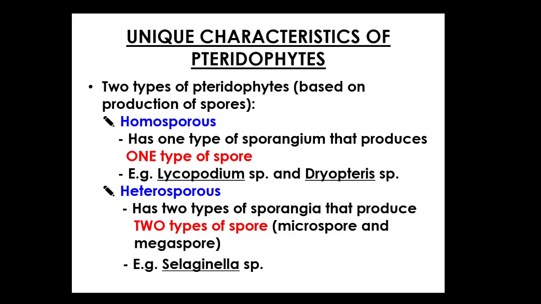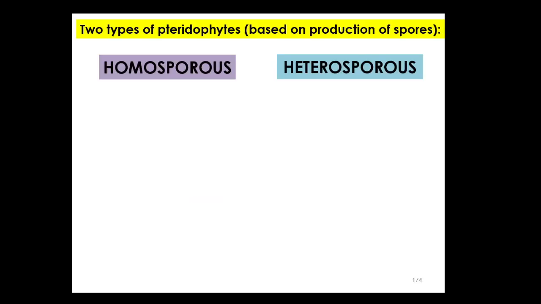The second type is heterosporous. Plants that are heterosporous will have two types of sporangia that will produce two types of spores. So it has sporangia that can produce microspore and sporangia that can produce megaspore. An example for this is Selaginella species.